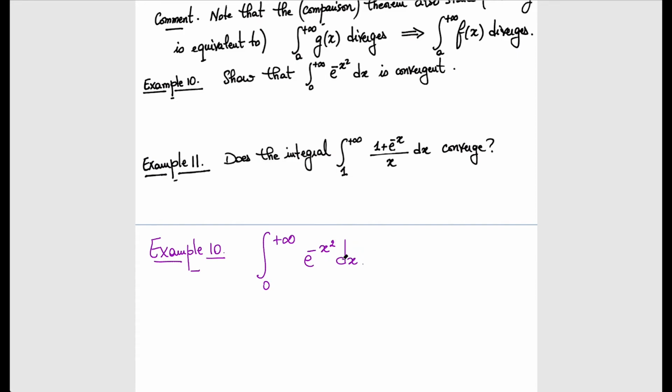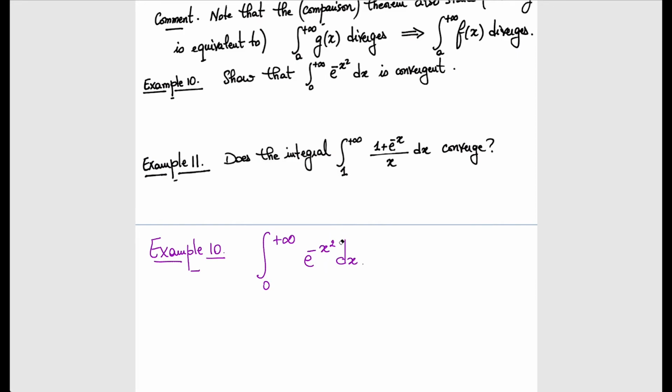Well, what if this 2 doesn't exist here? If this 2 is not there, just pretend this 2 is not there, then this integral would be easy to integrate, correct? Right, because the primitive of e to the power minus x is minus e to the power minus x. So this 2 actually is bothering.